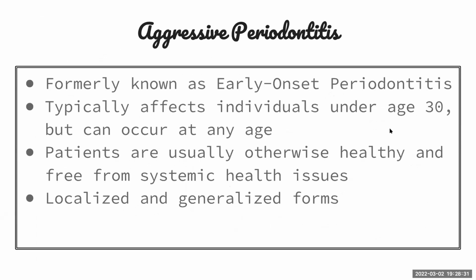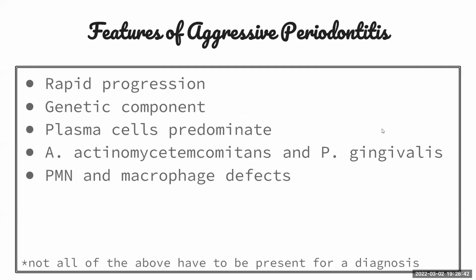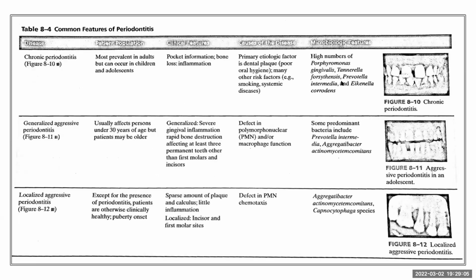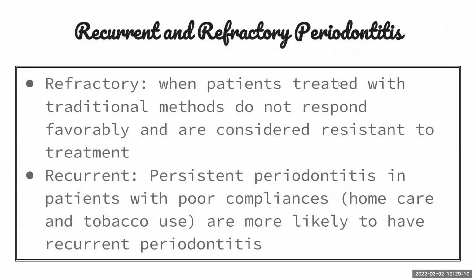Risk factors. Aggressive periodontitis used to be called early onset or juvenile periodontitis because it was seen in the younger set. It can be localized or generalized. It's rapid progression. They have found that there's some sort of a genetic component. Look at this. You've got your P. gingivalis, all right, Mr. Perio there, but also you've got your AA there. And there's usually PMN and macrophage defects. So your immune system is not working correctly. Table 8.4, everything you need to know.